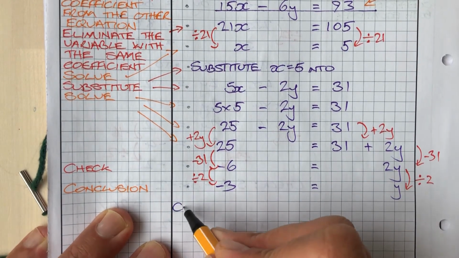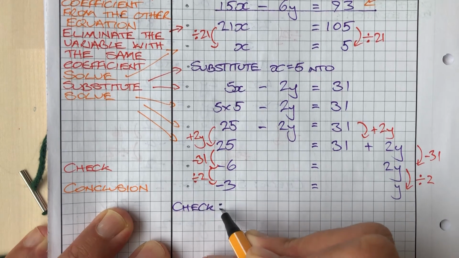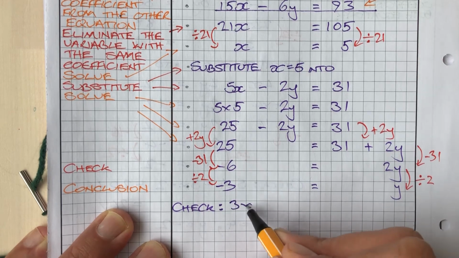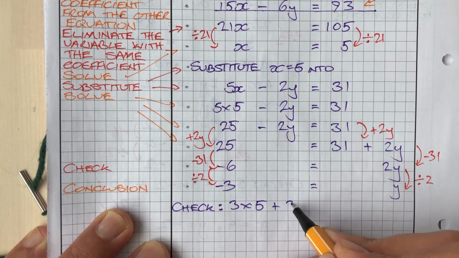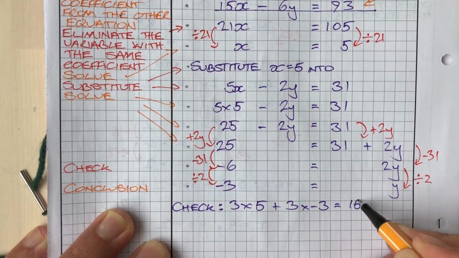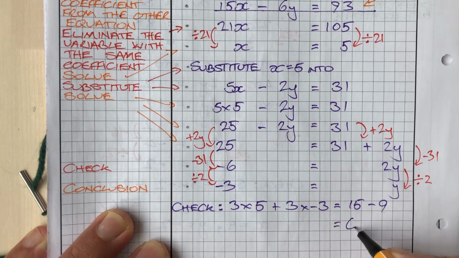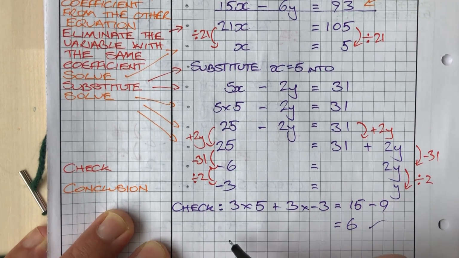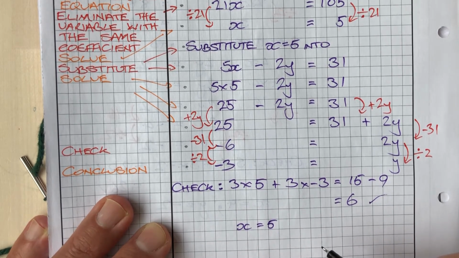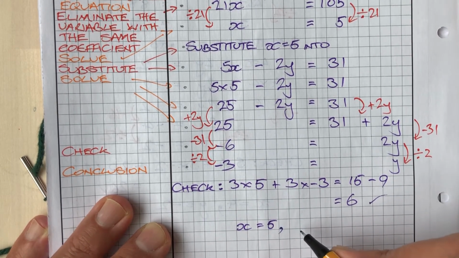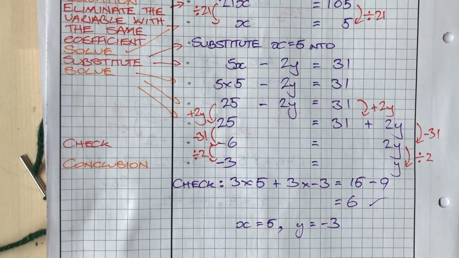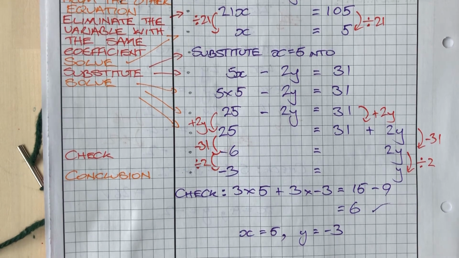Okay, check. Well, in the other equation, I've got 3 times by x, which is 5, add 3 times by y, which is negative 3. That gives me 15, take away 9, that is 6, which is correct. Sum it up. X is 5, y is negative 3.